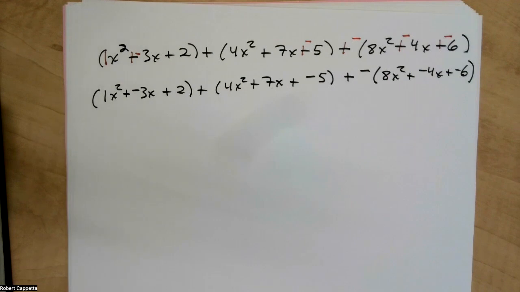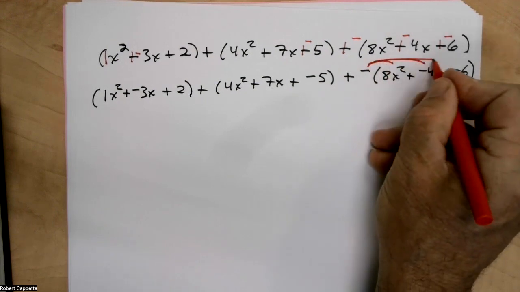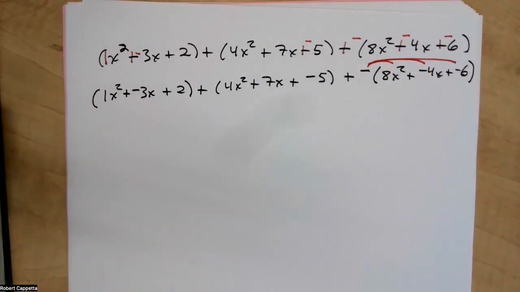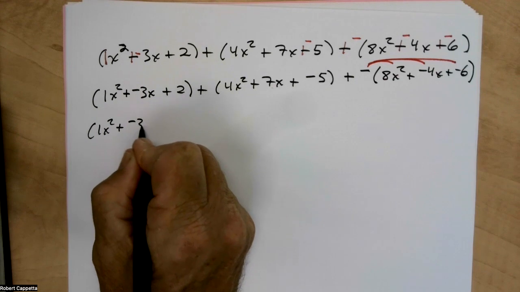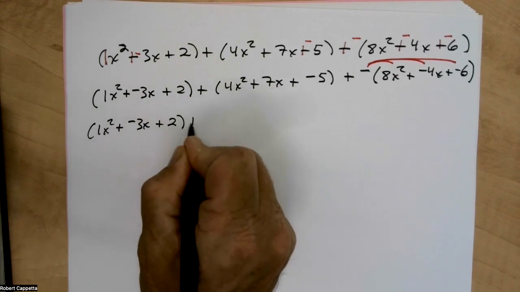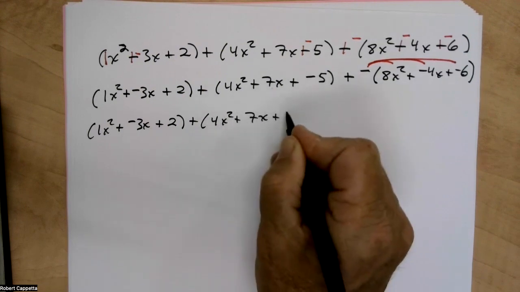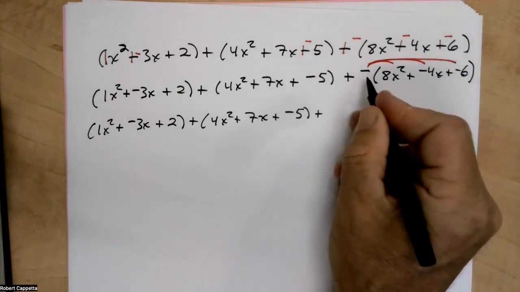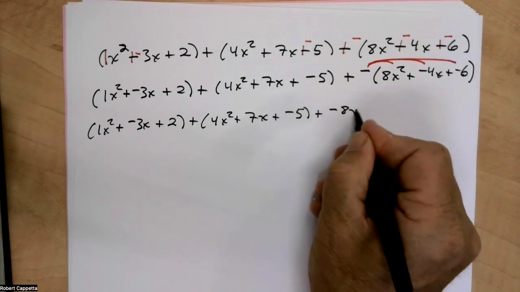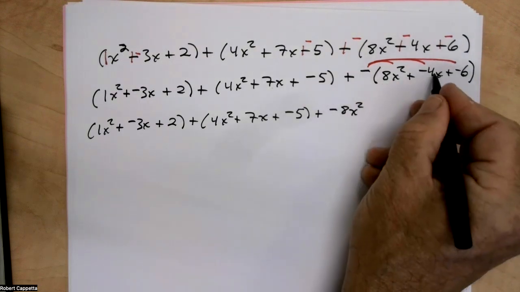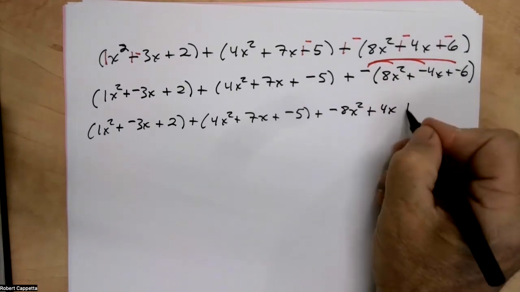And then the next thing I have to do is distribute this negative sign into all of these pieces. So now where am I? 1x squared plus negative 3x plus 2 plus 4x squared plus 7x plus negative 5 plus. Distribute the negative on the x squared. The opposite of 8x squared is negative 8x squared. The opposite of negative 4x becomes plus positive 4x. And the opposite of negative 6 becomes plus 6.